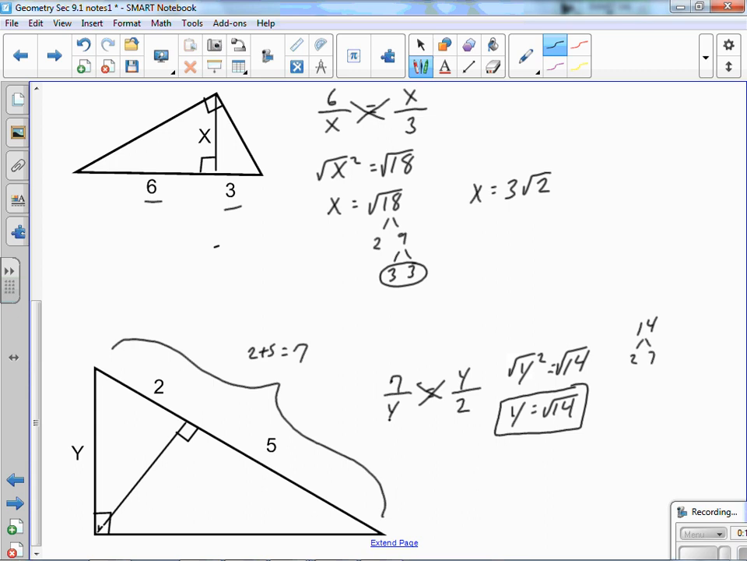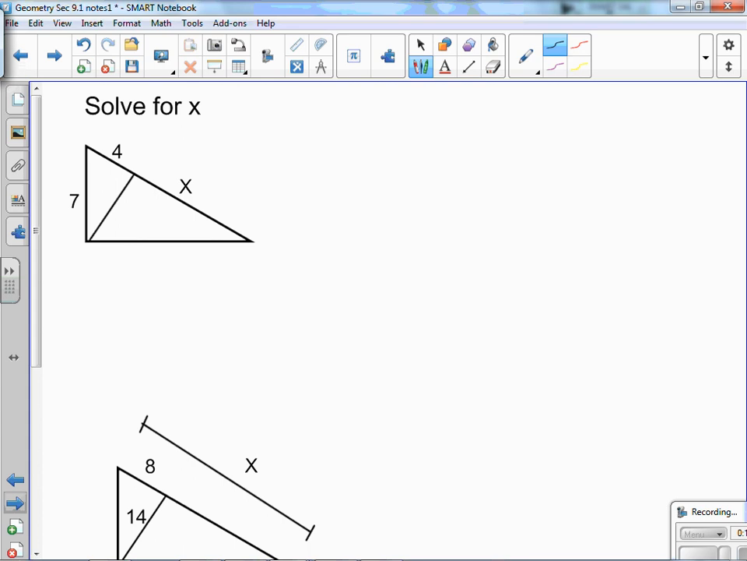Questions there so far, anybody? All right. So this next bit is just a little bit more of the same, some of them a little bit more difficult than those examples. So here we have an altitude dividing the right triangle.